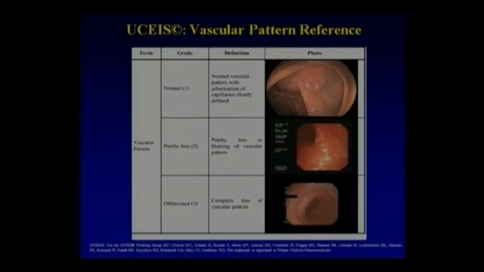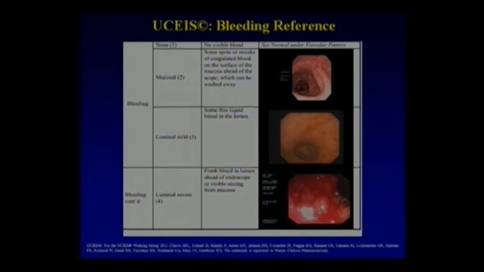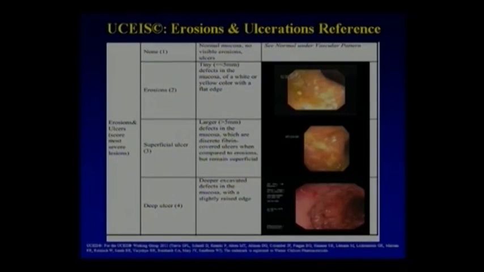Patchy vascular pattern, patchy loss of or blurring, and the complete loss. These actually are video clips rather than just still photographs, which either look a bit odd. For bleeding, there was none, of course, which was normal, then mucosal, luminal, or severe, again with explicit definitions.